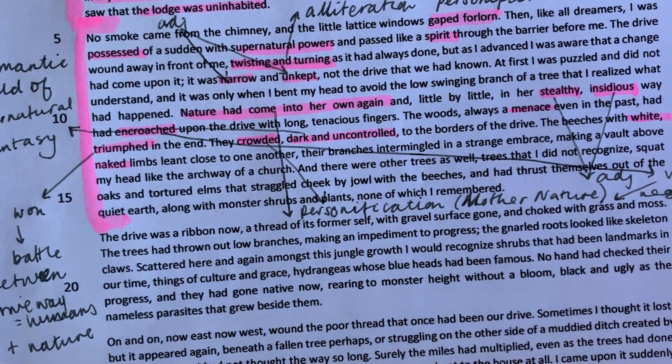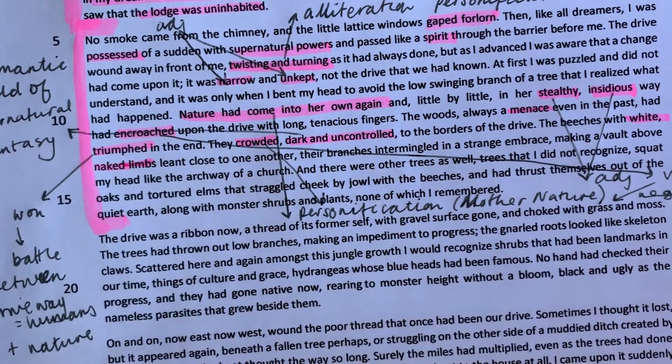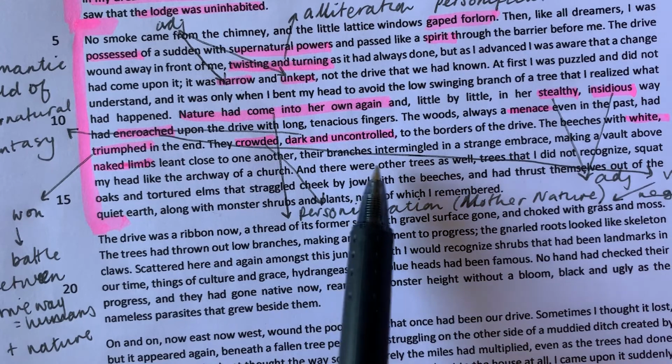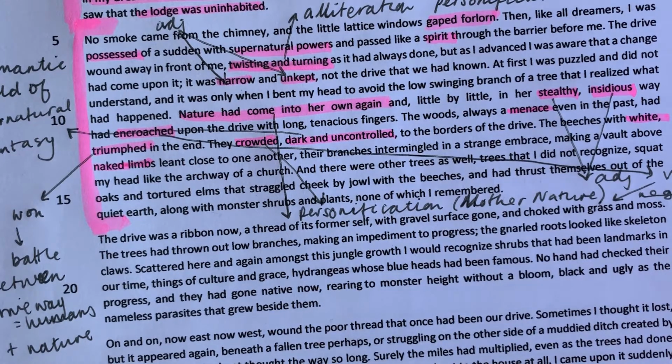And then obviously limbs is very personified as well, because, dropping my highlighter, limbs are something that humans have or animals have. And here we're giving the tree trunks as their limb and their branches as their many limbs. And that feels unnatural, I think would probably be the best way of putting it. Leant close to one another, their branches intermingled in a strange embrace.